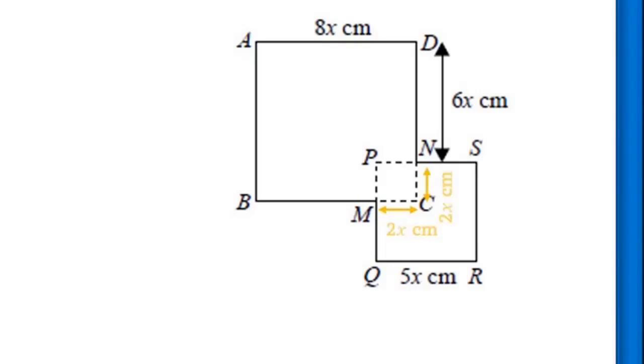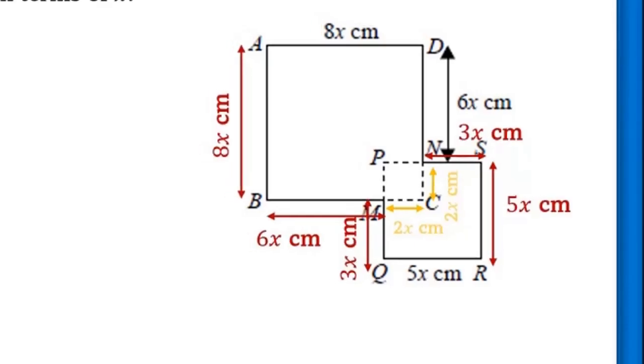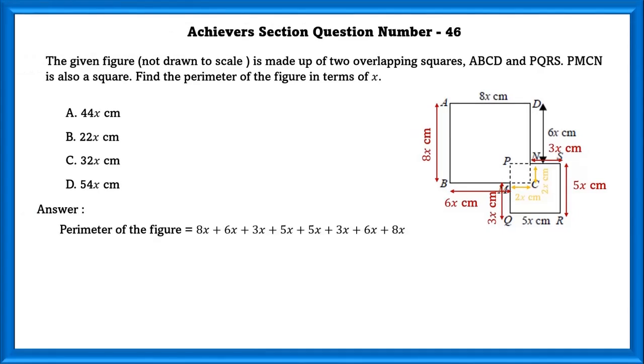Over here, QR is 5x centimeters. Since it's a square, all the sides are equal. So P to Q is 5x centimeters. Since PM is 2x centimeters, MQ is equal to 3x centimeters. So now that we know all the sides, we can find the perimeter. The perimeter is equal to 44x centimeters.